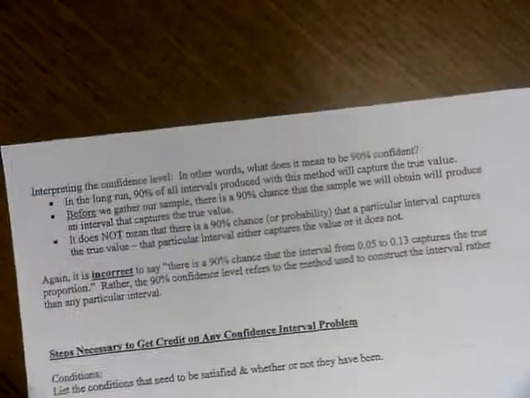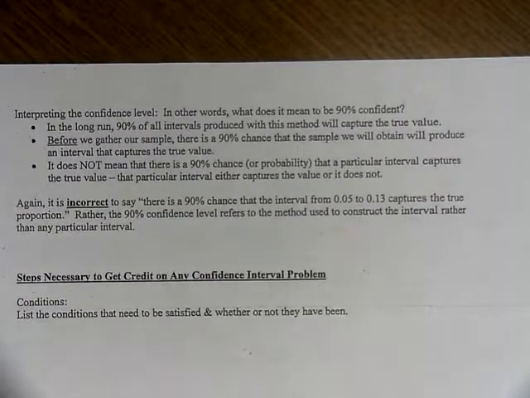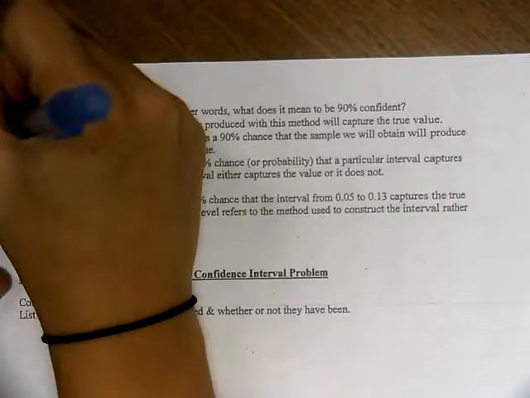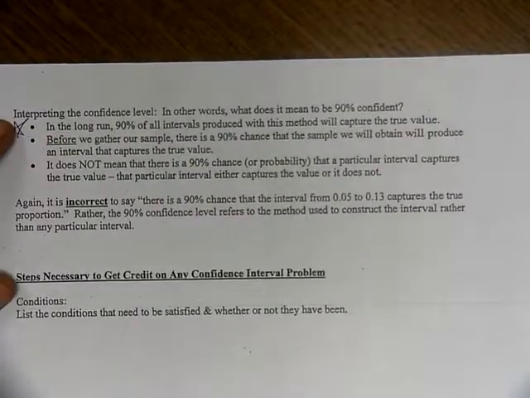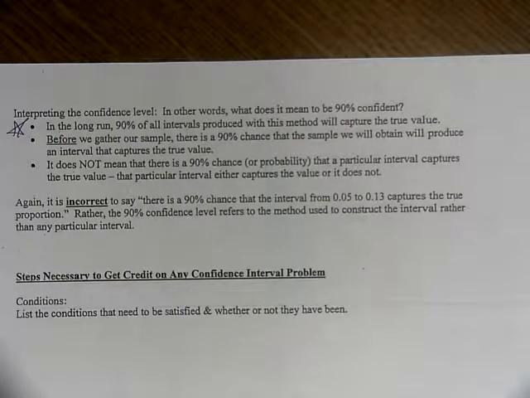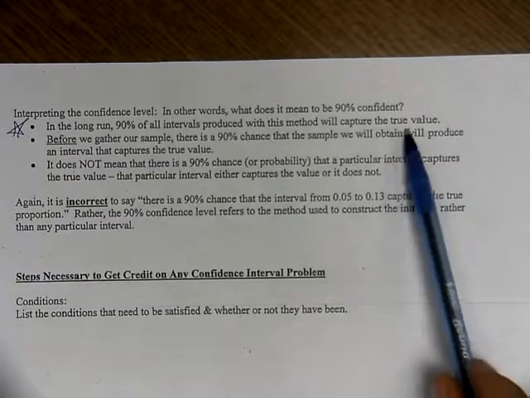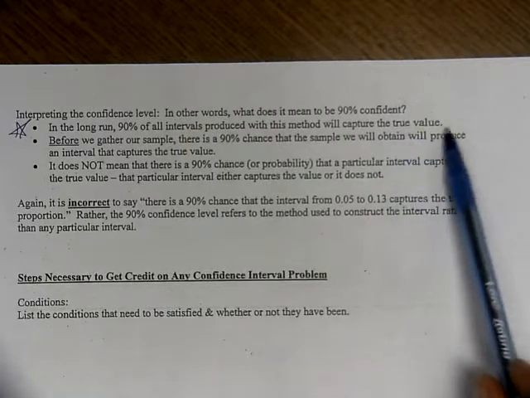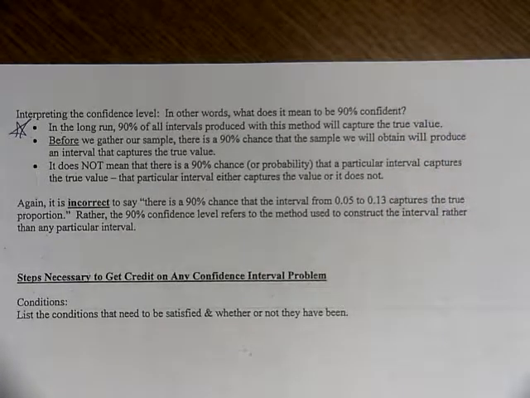Okay, so when you're interpreting a confidence level, in other words, what does the 90% confident really mean? This is what your interpretation is. In the long run, 90% of all the intervals produced with this method will capture the true value. The reason we say the true value is because eventually we're going to be capturing means. Right now we're just focused on proportions, but we'll also be doing means. So think about before we gather our sample, there's a 90% chance that the sample we obtain will produce an interval that captures the true value.